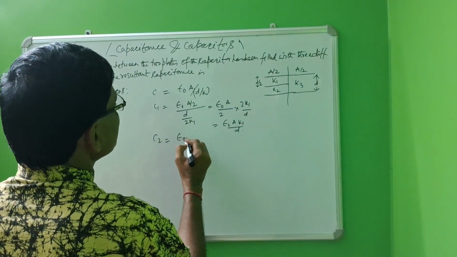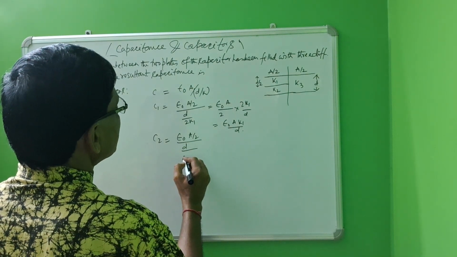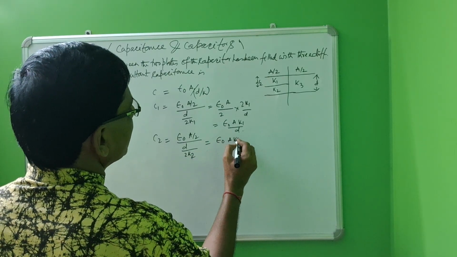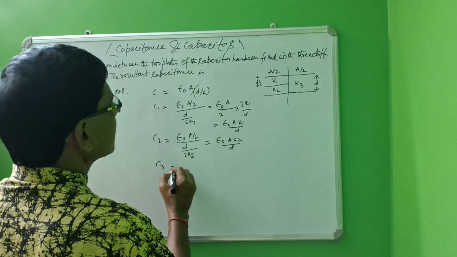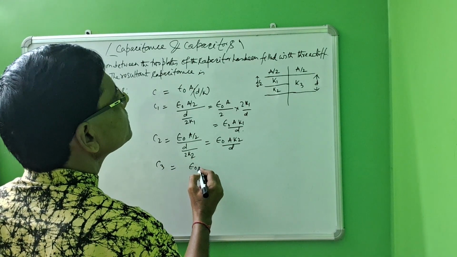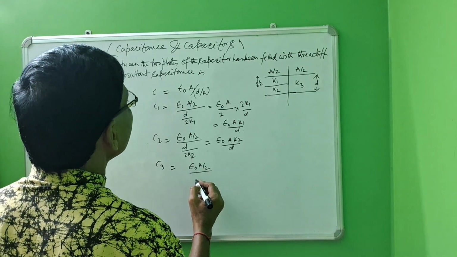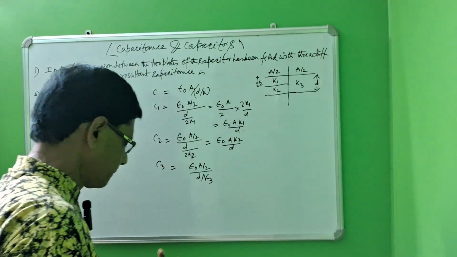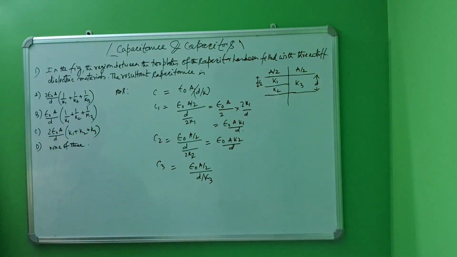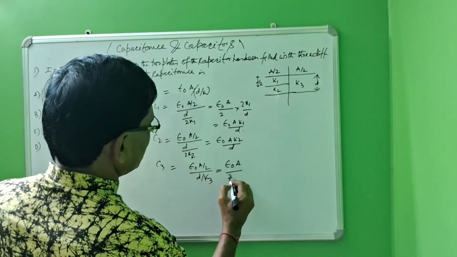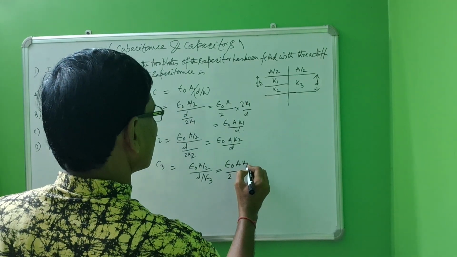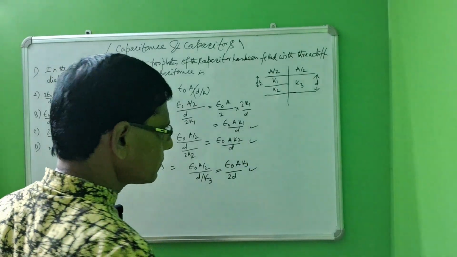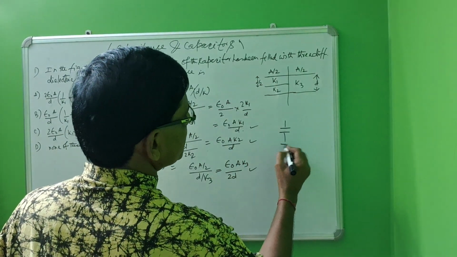What is the value of C2? Same as this upon D by 2K2 equals to epsilon 0 A K2 by D, and C3 is epsilon 0 A by 2 upon D by K3, equals to epsilon 0 A upon twice 2 K3 by D. So this is C1, this is C2, this is C3, and equivalent will be of this type.